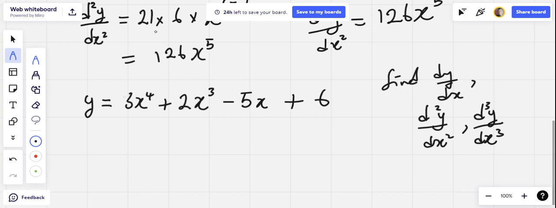Now, unlike the first one I did that had only one term, this second function has a lot of terms. The first term here is 3x raised to the power of 4. The second term is 2x raised to the power of 3. Third term, minus 5x. Fourth term, 6. So this second function has 1, 2, 3, 4 terms on the right hand side. So unlike the example that had only one term, what you do here is differentiate it term by term.